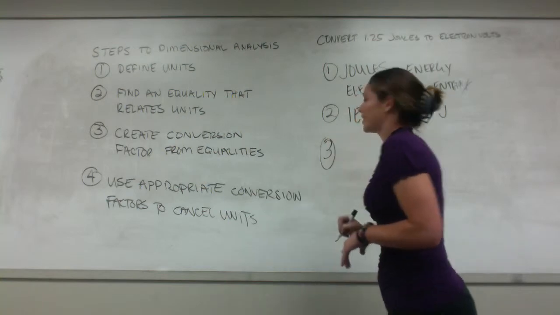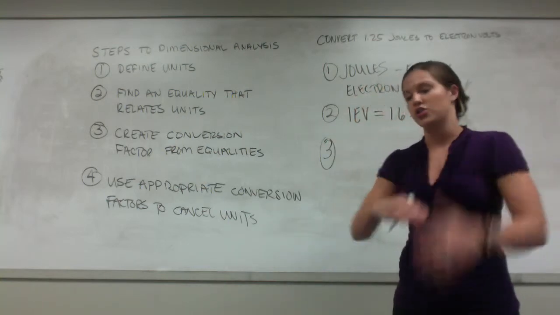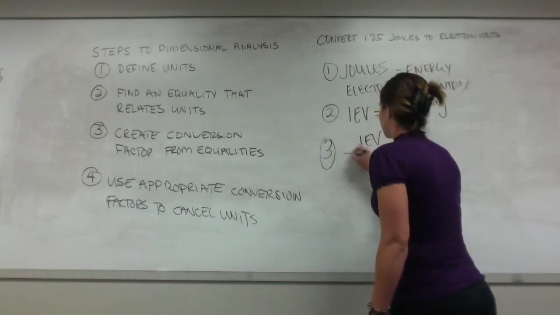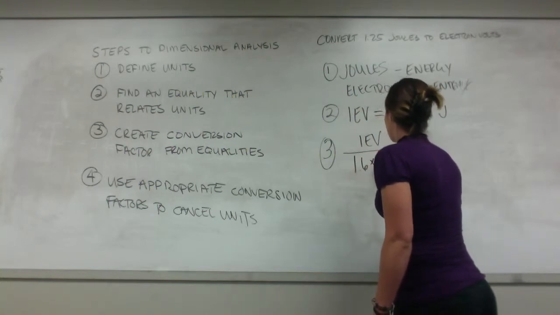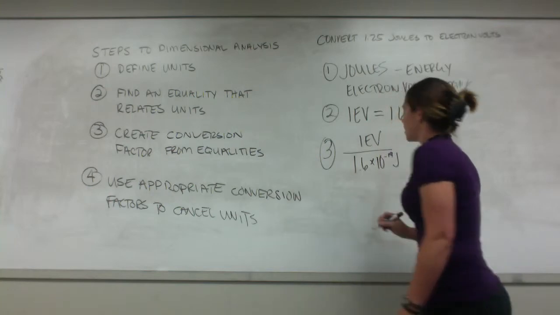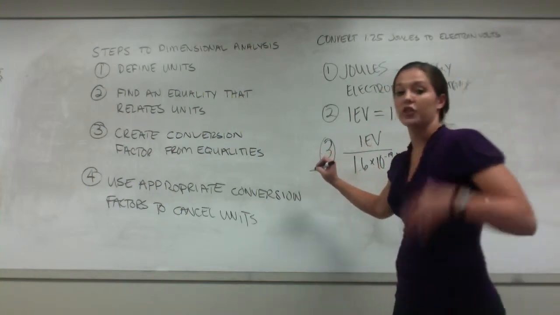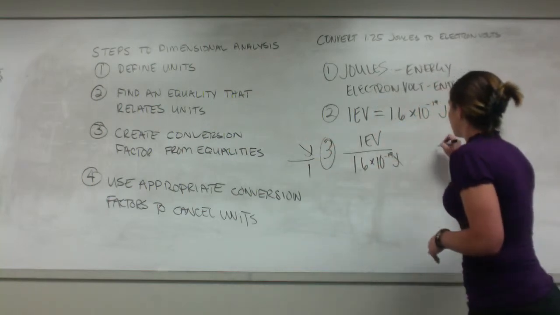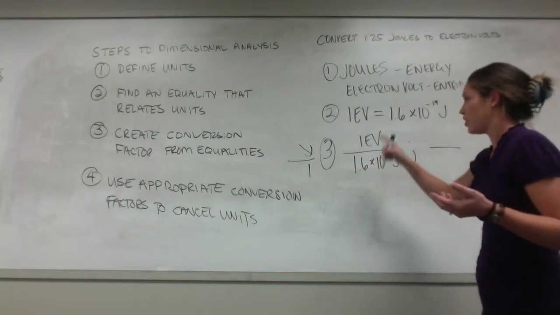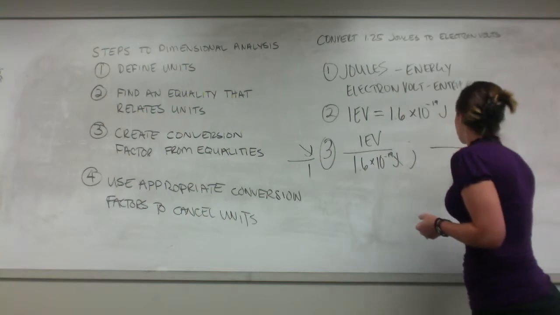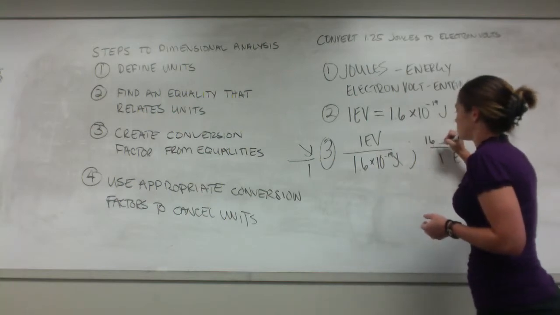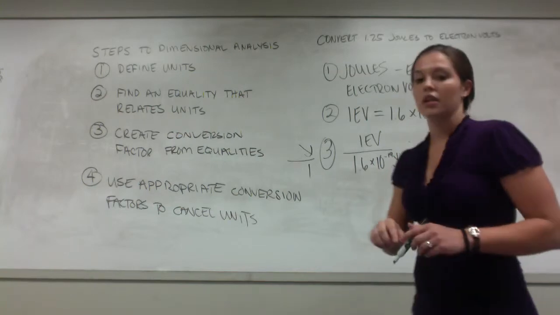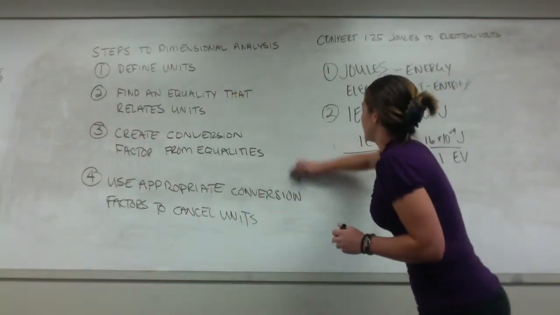So the conversion factor is basically just putting one over the other in a relationship to each other. So we could do it either way. If your given number is in joules, you're going to have joules on the bottom, and that'll cancel. So this would be your conversion factor. Or if you start out with electron volts, you would want electron volts on the bottom and your joules on top so that they'll cancel.